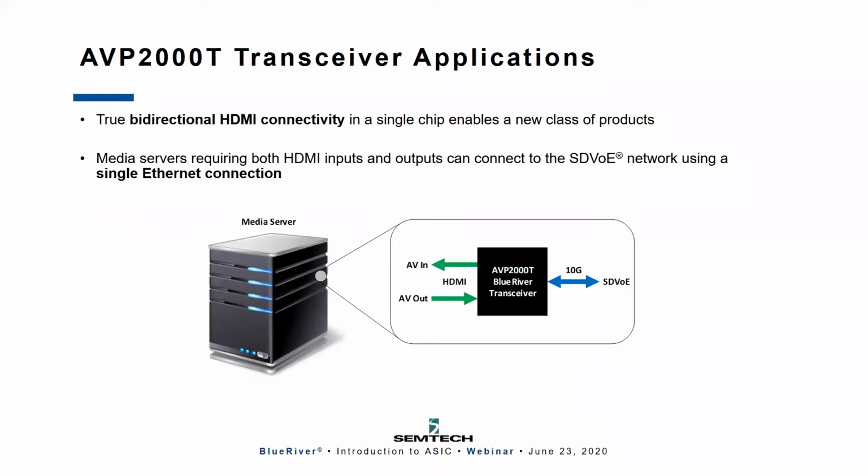So for example, you may be streaming out some signage onto your displays, but at the same time on the network, you're also recording some updated signage that's coming in through that AVP2000T and being recorded. And then you can very easily switch to play out the new signage that you've just received using the same device. So it really saves you some space and cost in those kind of media server applications.